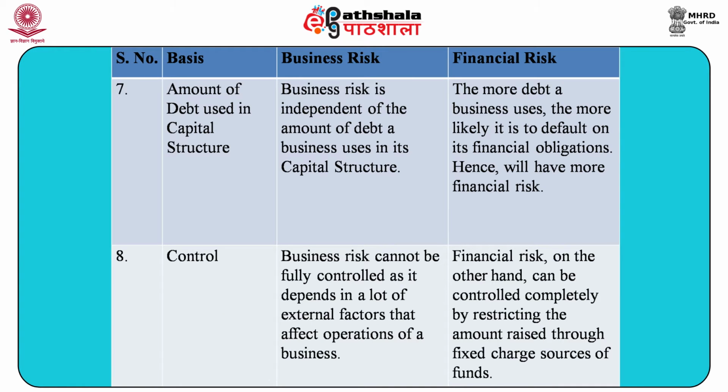7. Amount of debt used in capital structure. Business risk is independent of the amount of debt a business uses in its capital structure, whereas the more debt a business uses, the more likely it is to default on its financial obligations. Hence, we will have more financial risk. 8. Control. Business risk cannot be fully controlled as it depends on a lot of external factors that affect operations of a business, whereas financial risk on the other hand can be controlled completely by restricting the amount raised through fixed charge sources of funds.